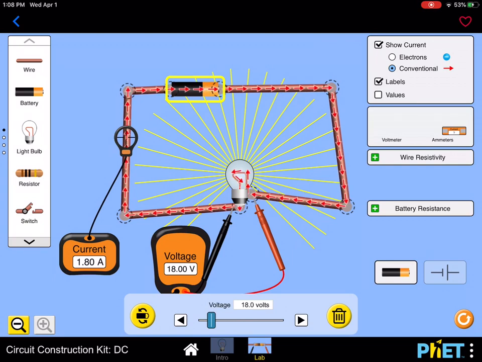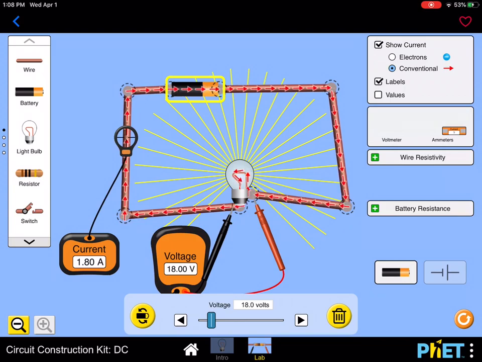Okay. Now, a couple of things that you'll notice is that as the voltage is increasing, your current is increasing because you're giving it more energy per coulomb. Therefore, you can get more electrons to flow through this thing.